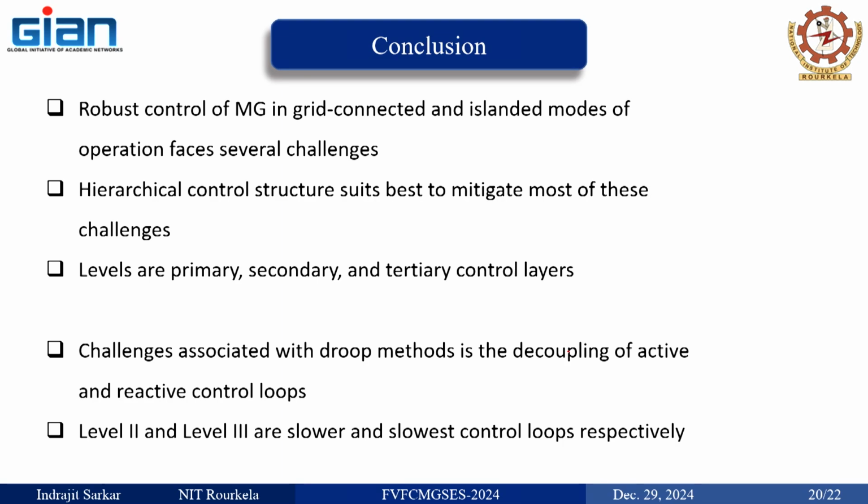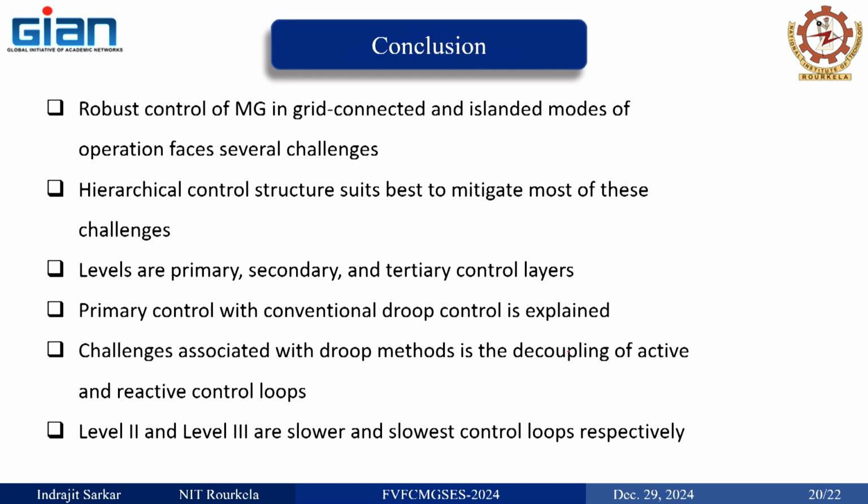So in conclusion, the robust control of a microgrid in grid connected and islanded modes of operation faces several challenges. As I told you, when it is a single shop and you have one shopkeeper, it's fine. But when you have multiple shops in multiple cities, then it becomes difficult, and you need this superior control.